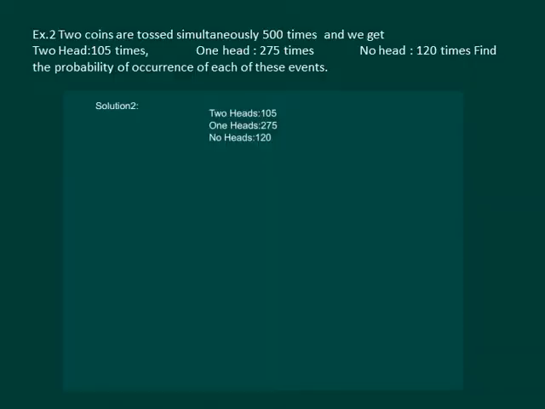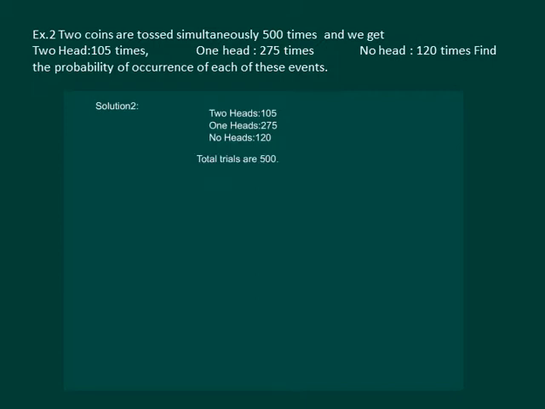Let us read the question. Two coins are tossed simultaneously 500 times. We get two heads 105 times, one head 275 times, and no heads 120 times. And the probability of occurrence of each of these events has to be found out.